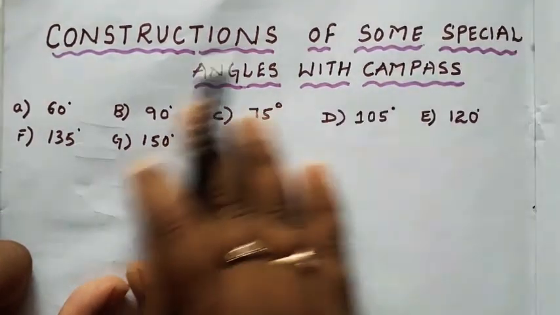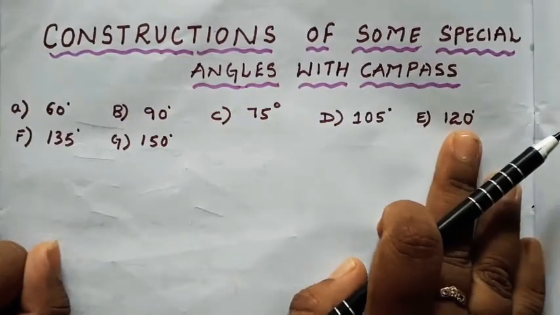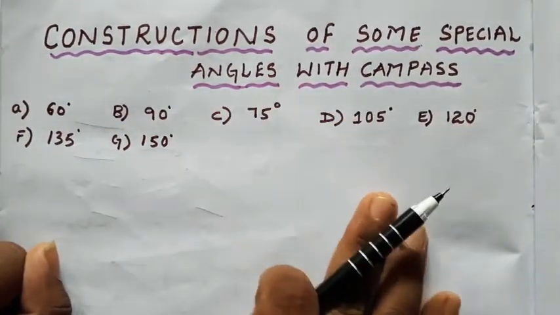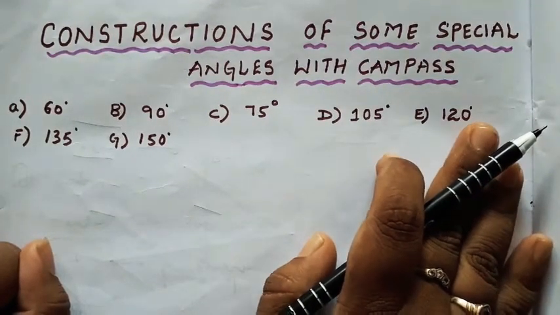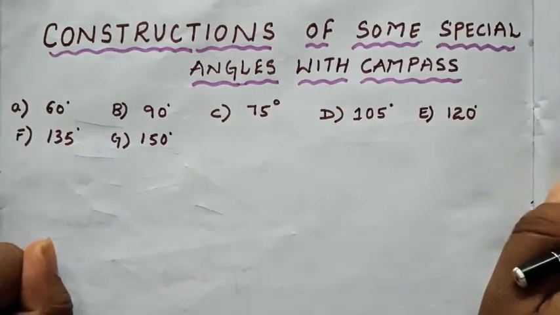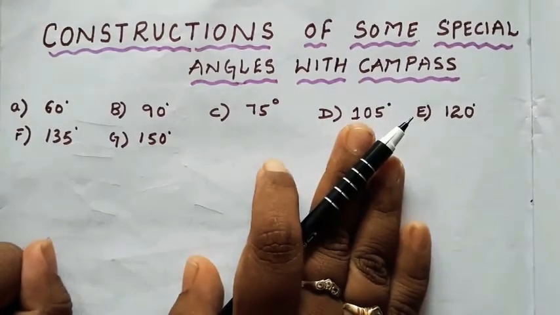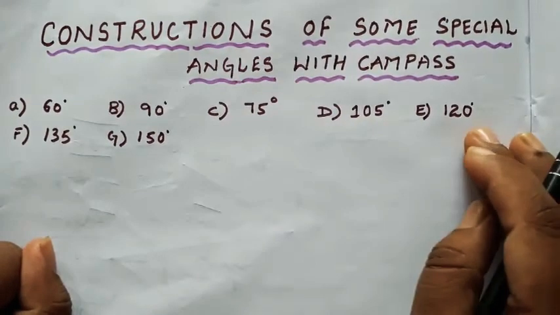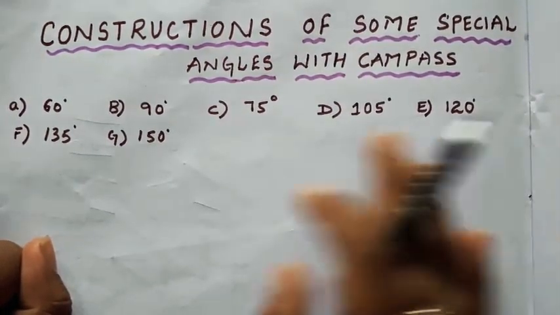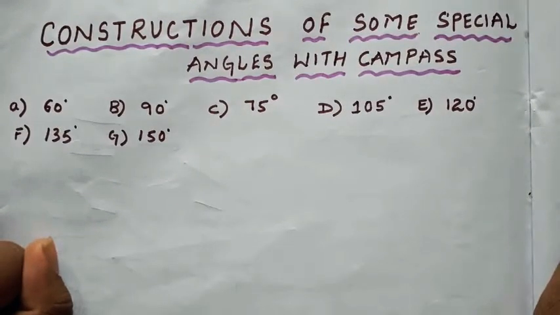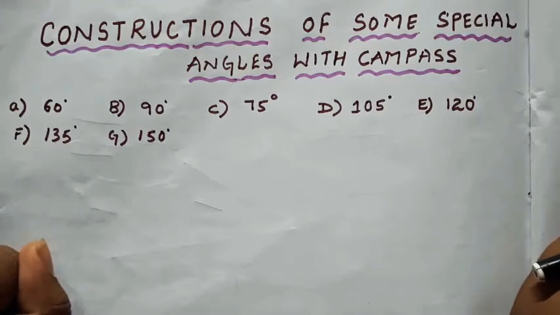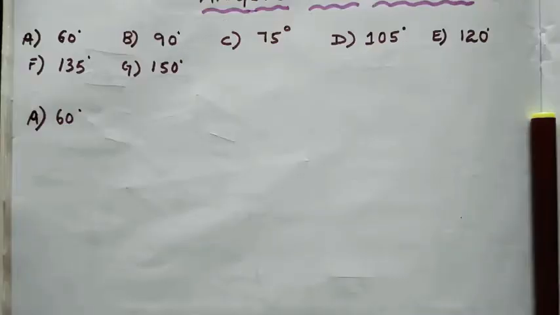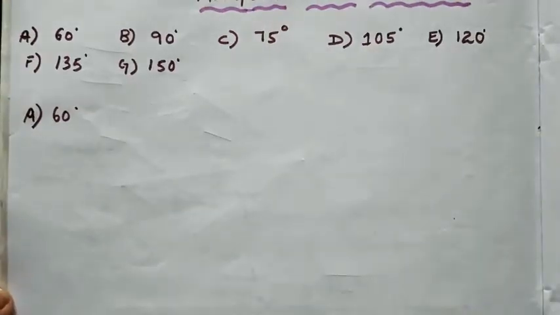So these are 7 angles I have taken. We can construct them with the help of a compass. Many more angles I will also tell later, but first of all we will try to construct these with the help of a compass. So let's move ahead with the first one, that is 60 degrees. Let's make a 60 degree angle.